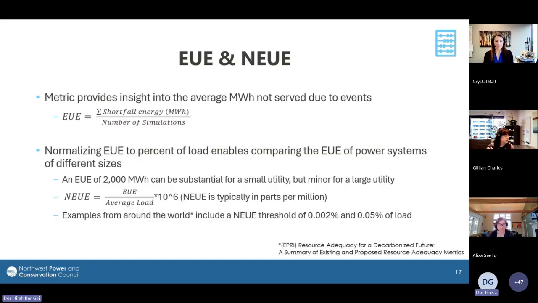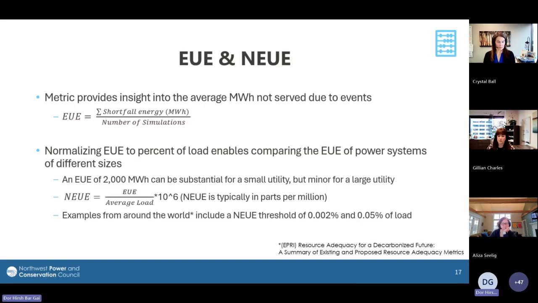To normalize it, you divide the metric by the average load and you multiply it by 1 million. And this does get reported as parts per million. It is less widely used as a criterion, meaning within your criteria for adequacy. It is less widely used in North America and Europe. You can find instances that use it. There are countries outside of these regions. I believe two of these numbers are Australia and India, though I'll double check.